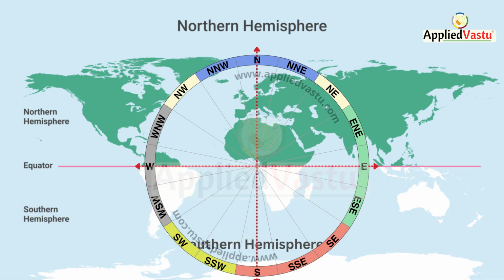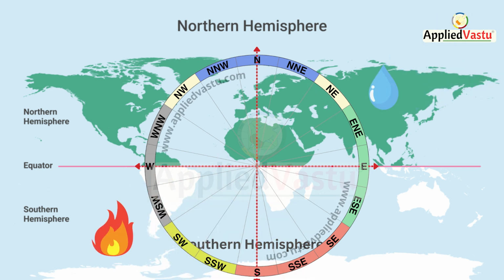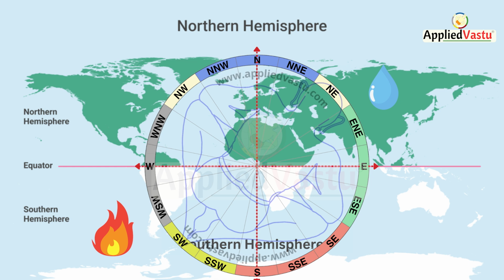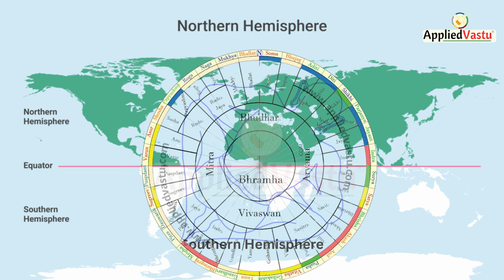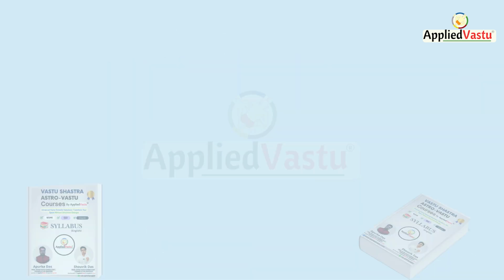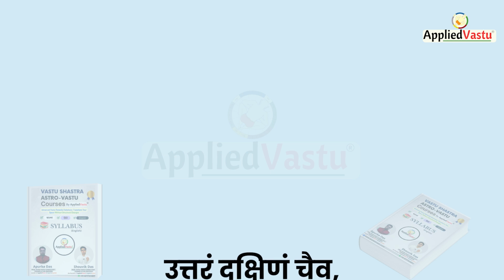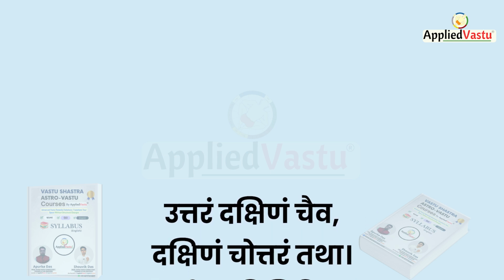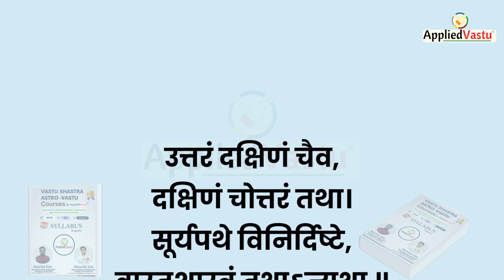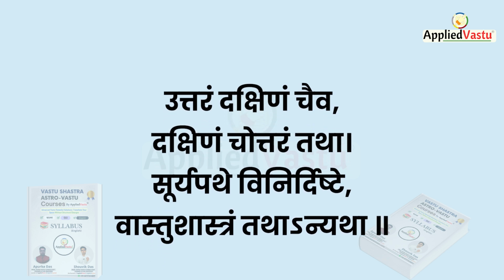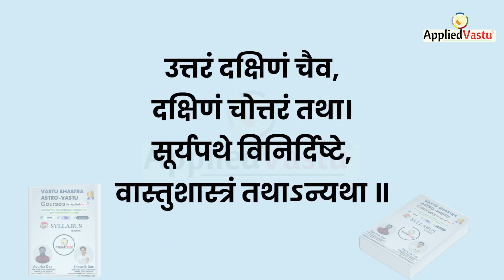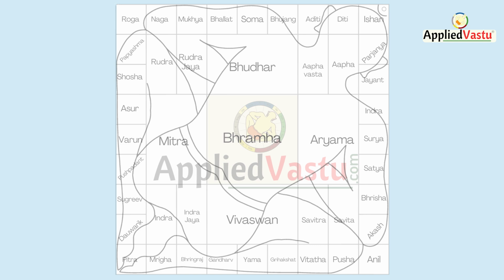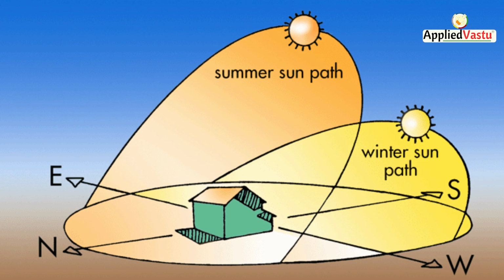But why is the north associated with water and the south and southeast associated with fire? This is because the Vastu Purusha Mandala, which includes 45 deities and demons, is designed entirely based on the sun's path. As mentioned in the Sanskrit verse from Vastu Shastra, Uttaram dakshinam chaiva dakshinam cha uttaram tatha, Shuryapathe viniridishte Vastu Shastram tatha annatha. This means the spatial layout of Vastu is determined according to the sun's trajectory or sun path.